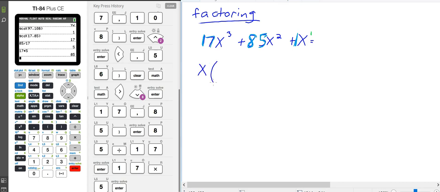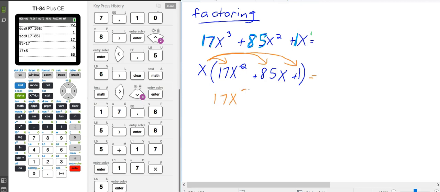17x cubed divided by x is 17x squared. 85x squared divided by x is 85x. And 1x divided by x is just 1. Now let's multiply back to make sure we got it right. 17x squared times x is 17x cubed. 85x times x is 85x squared. And 1 times x is just x. Since we got back to our original question, this is correct. Let's do one last problem.